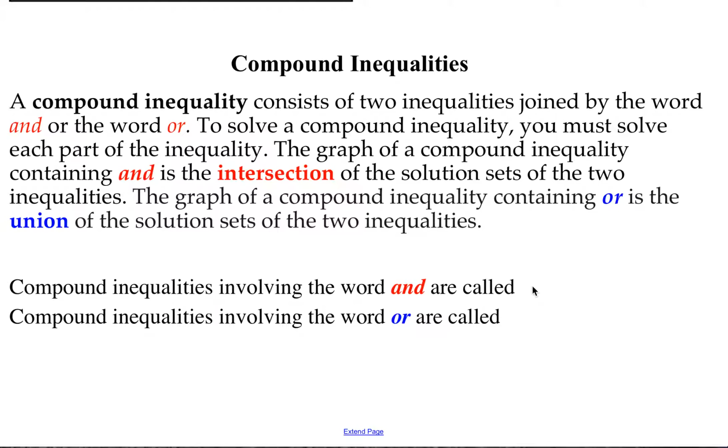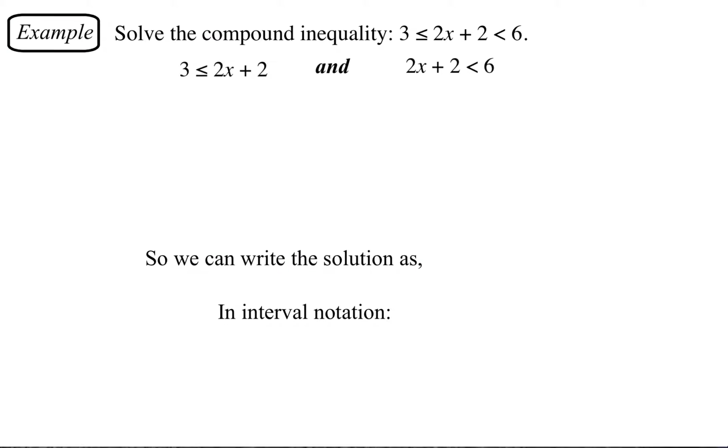Those with an and are called conjunctions. Those with an or are called disjunctions. So a little bit of vocabulary for you there. Let's jump in and figure out how to solve some of these compound inequalities.